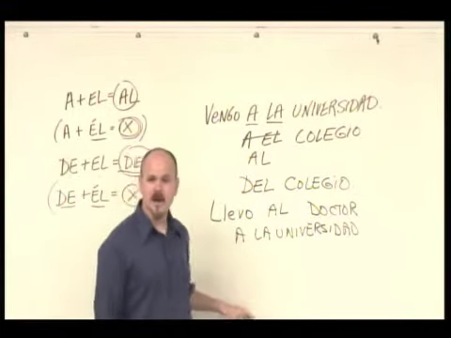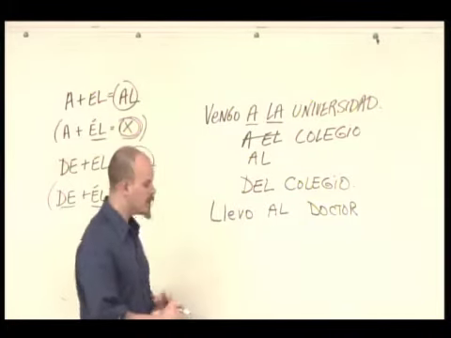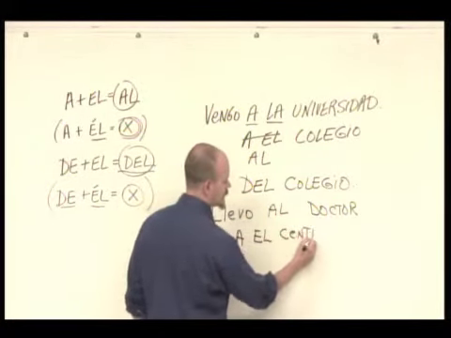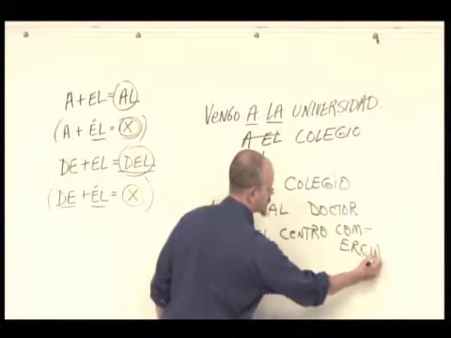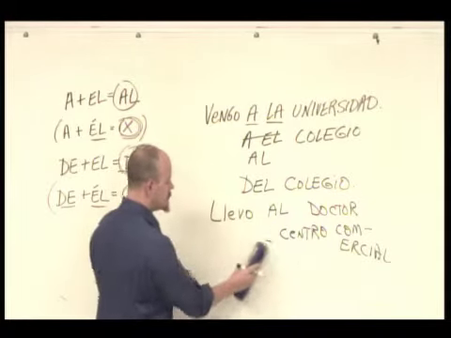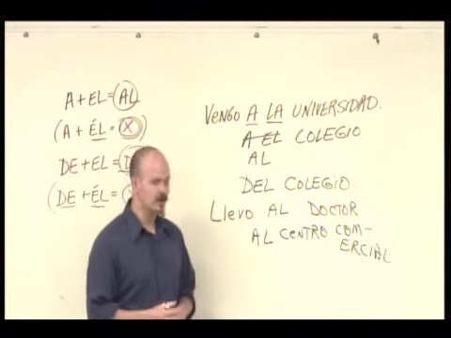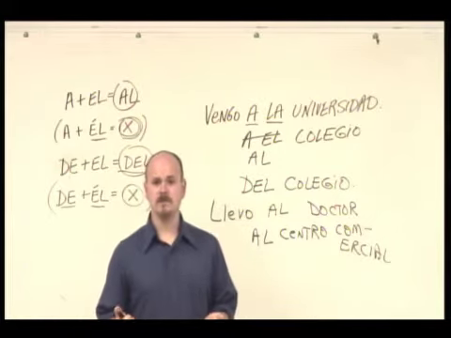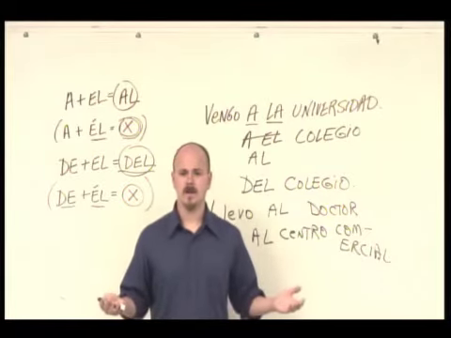Okay? A la universidad we're seeing here, but what if I'm taking the doctor to the mall? You would otherwise write a el centro comercial. But because a and el will combine, we'd say al. Llevo al doctor al centro comercial. And that's all that's going on here. So if a and el are together, change it to al. If de and el are together, change it to del. And that's all you need.